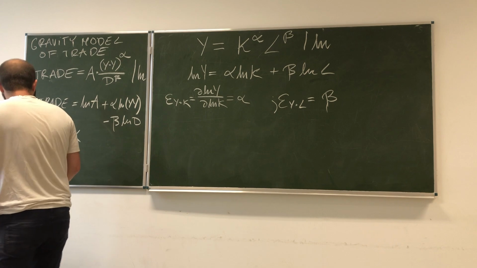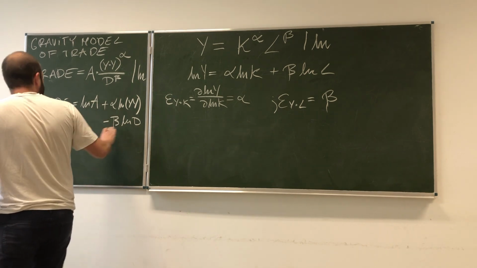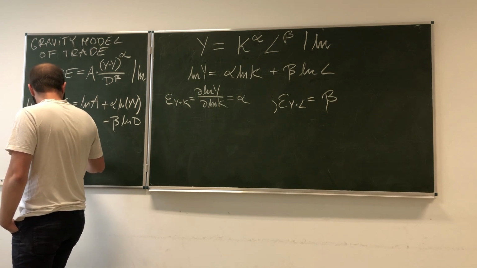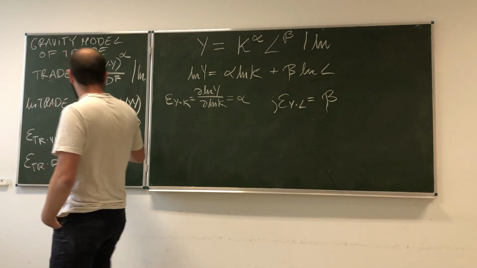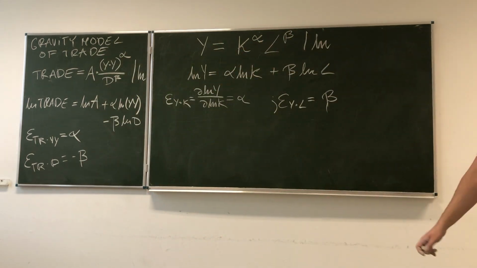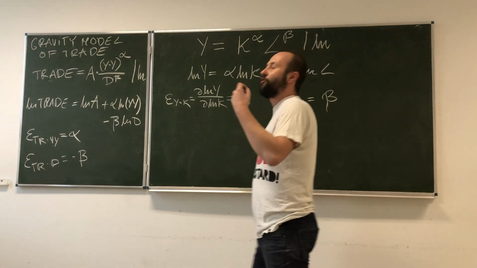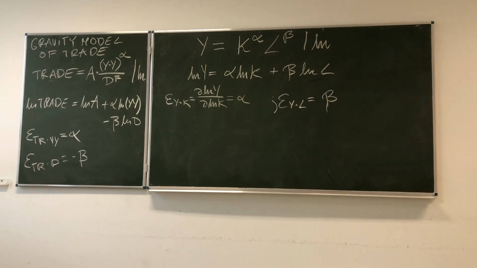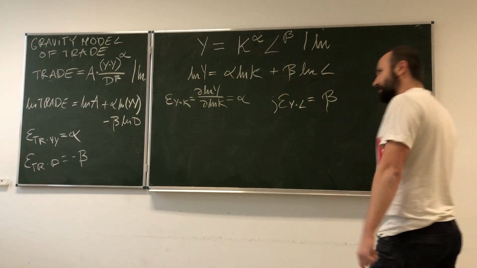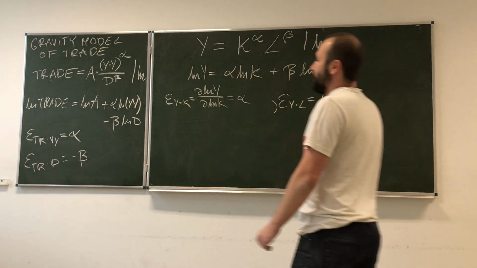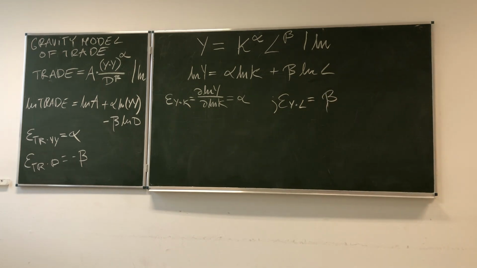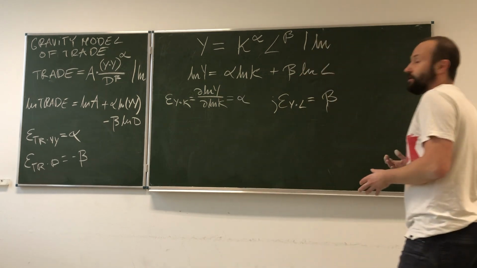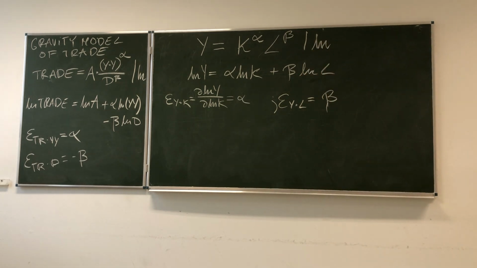because beta measures elasticity of trade, negative beta, sorry, trade with respect to distance. Because if distance between two countries increases by 1%, on average we expect the trade to fall by beta percent. Again, in the second link in the description of this video, you can find actual estimates of alpha and beta for the European Union, and you can see that this model actually works very well.